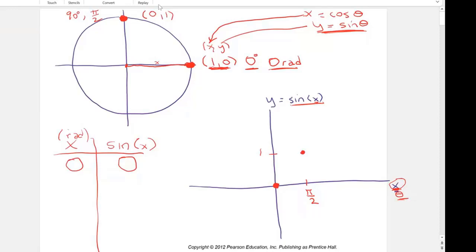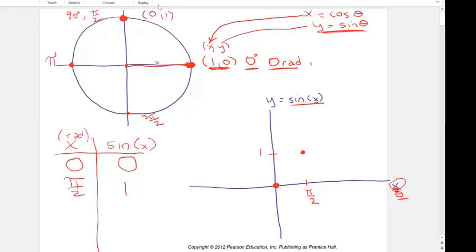All right, then we're going to be fine. Okay, so I have pi over 2, 1. The next point is going to be, so we started at 0. At the top is half of pi, and all the way to the left is pi. And right down here, my radians are 3 pi over 2.